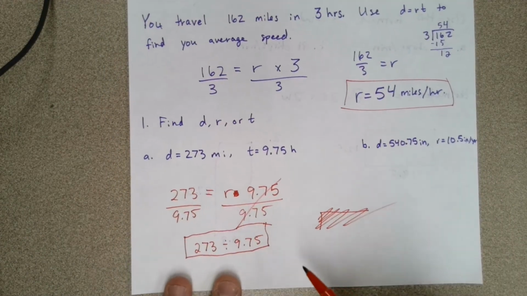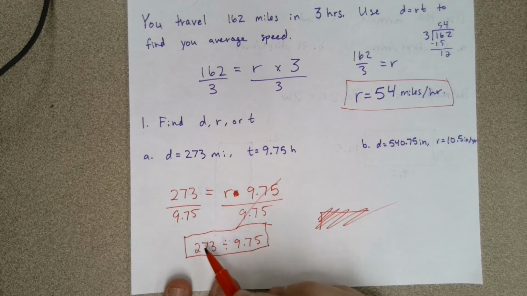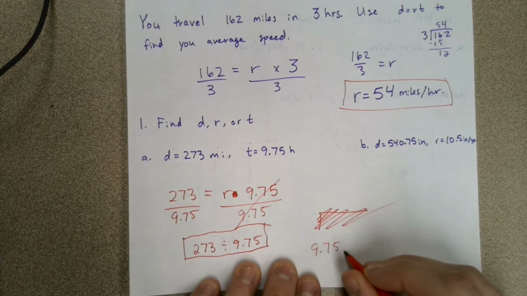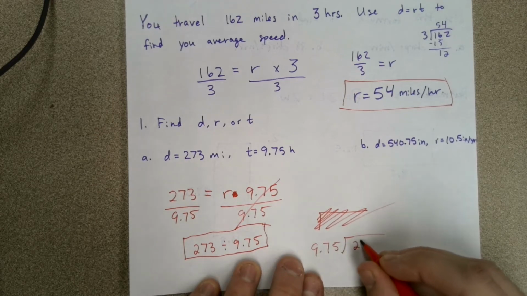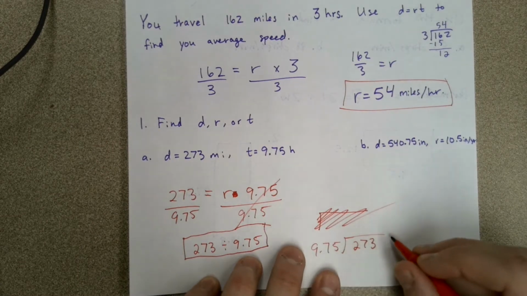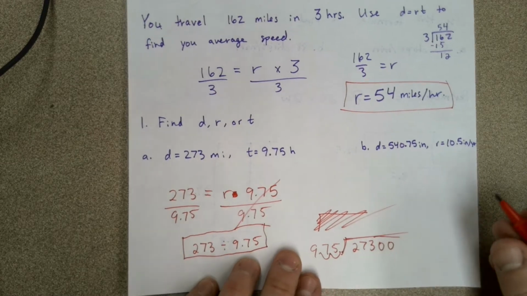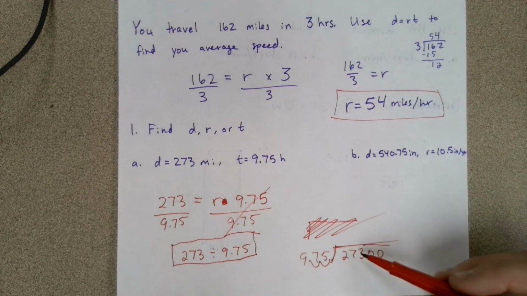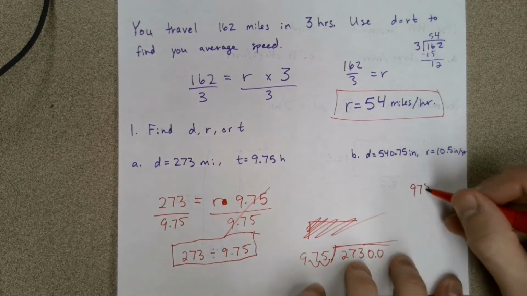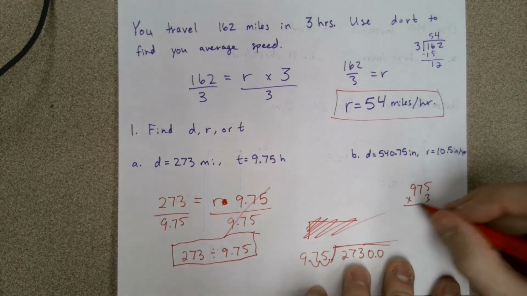So we're trying to figure out how many times 9.75 can go into 273. If I'd like to, I can move these decimals over just like this, move it twice, add 2 zeros on. I'm allowed to do that. I can think 975 goes into 2,730. Let's see, let's see if it can make it 3 times.